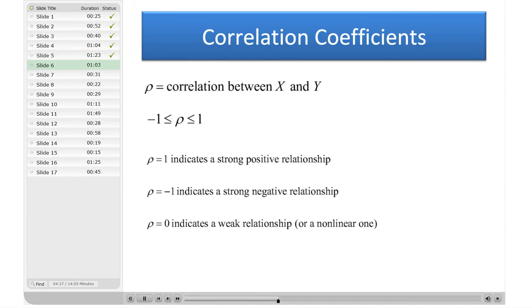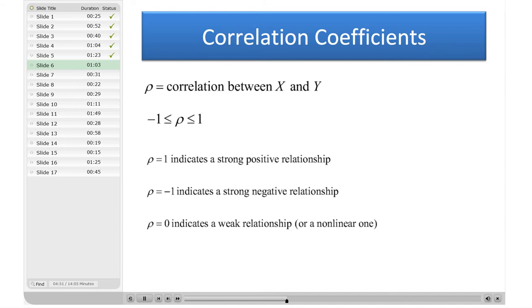Now that we've seen an example of linear regression, let's take a look at the concept of correlation coefficients. The correlation coefficient between two variables is a number that basically measures how strongly related those two variables are. The notation that's typically used for correlation coefficients is the Greek letter rho, which kind of looks like a p. Now, the correlation coefficient is always between -1 and 1.